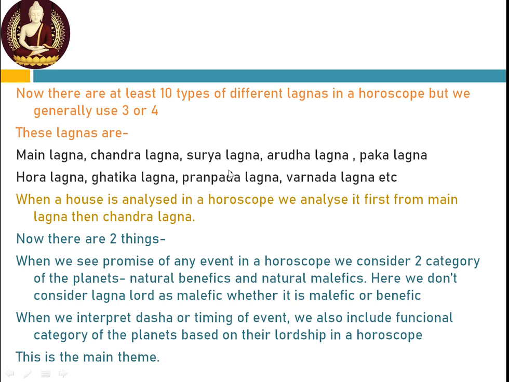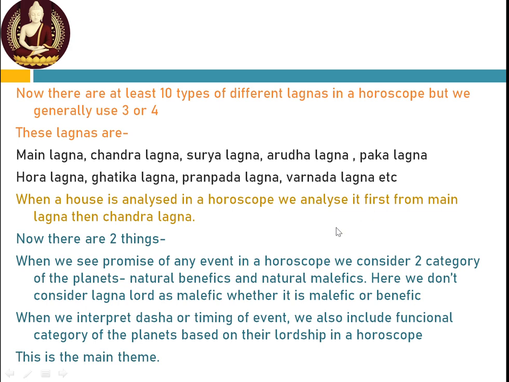Like Pranapada lagna is used to correct the horoscope, in birth time rectification. Also, Varnada lagna is used for determining the longevity of the person. Hora lagna is used to determine wealth, how much wealth a person will get. So when a house is analyzed in a horoscope, we analyze it first from the main lagna, then we can analyze it from the Chandra lagna. But how do I do it? I also use Arudha lagna to analyze a horoscope.